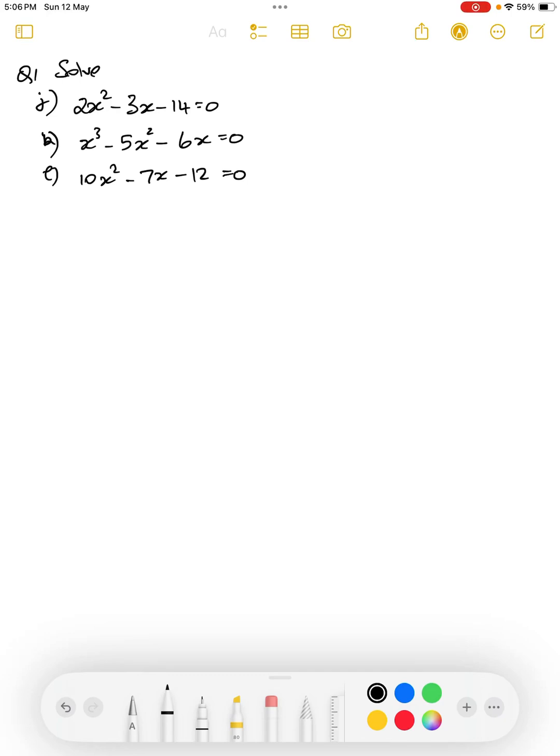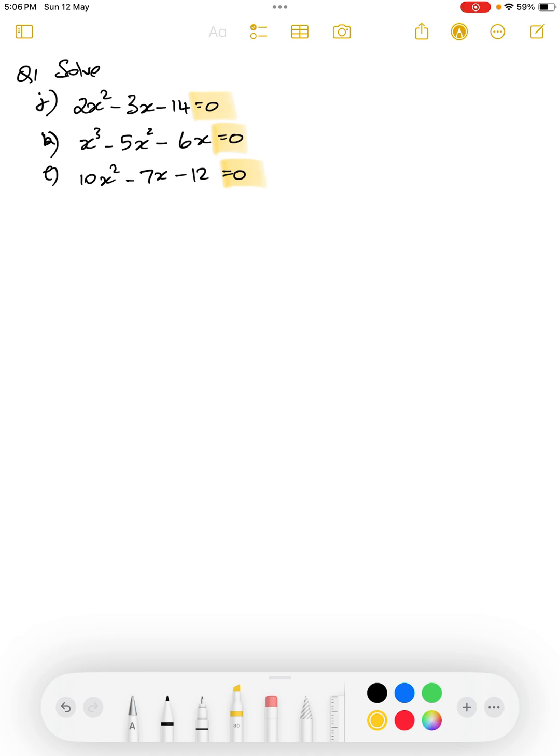Here we have three equations to solve. They are quadratics. The second one's got a cubic, so watch out for that one. The objective is to factorise and let it equal to 0. We've already got equal to 0, which is great. We just have to factorise. If it doesn't factorise, just use the quadratic formula.